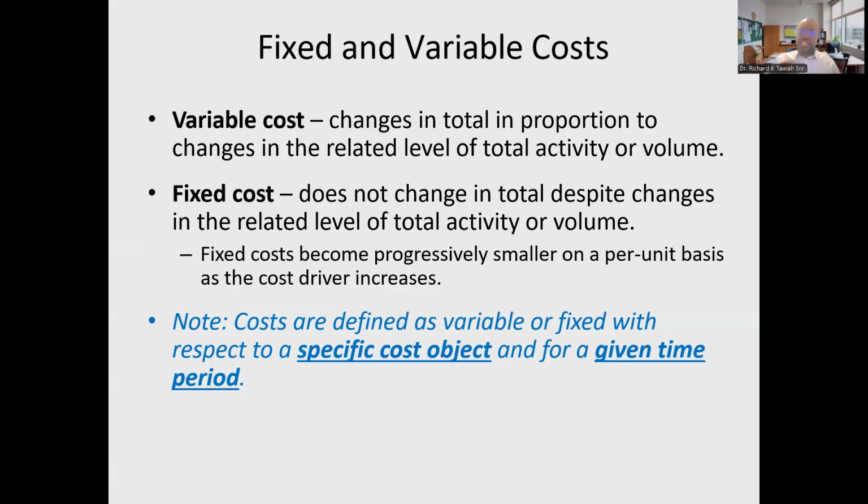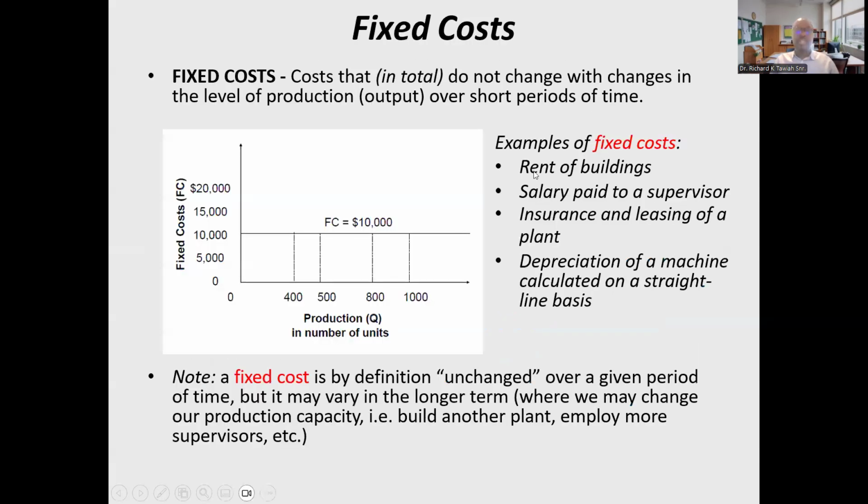But the more you produce, the total fixed cost remains the same. It doesn't change. Interesting, right? So costs are defined as variable or fixed with respect to a specific cost object for a given period of time. So these are fixed costs, the straight line. Rent doesn't change. Insurance doesn't change. Salary paid to a supervisor. Depreciation of a machine using straight line doesn't change. So it is fixed, straight line.